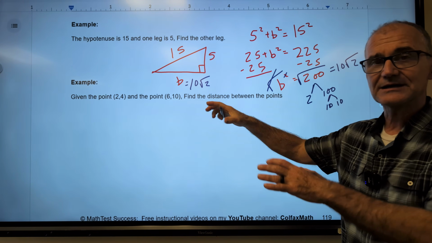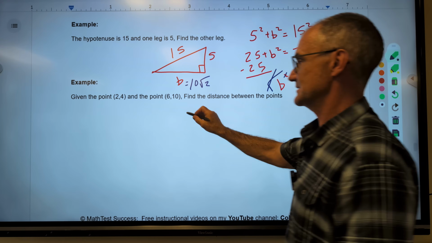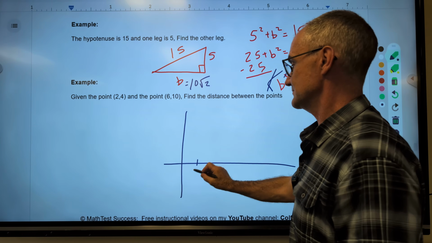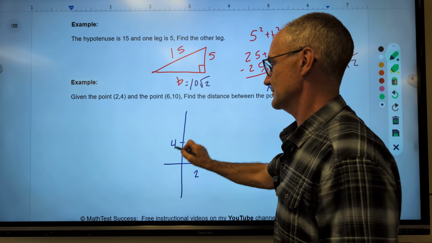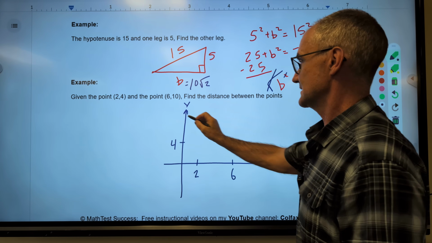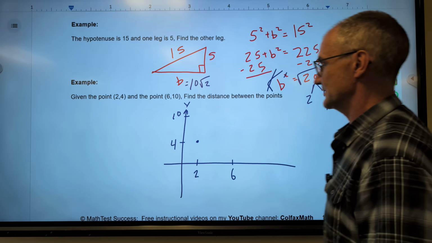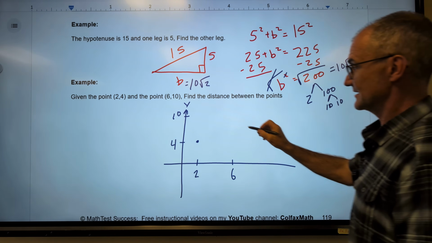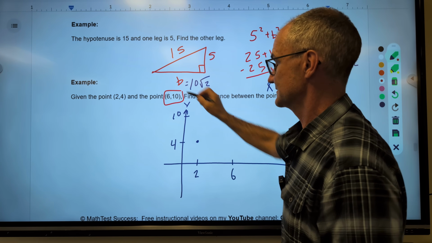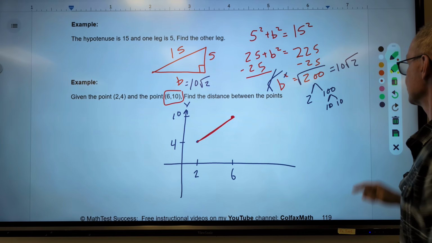Now we're going to take that bit and put it into the ideas of finding distance between 2 points. So let me graph this thing out right here. I am over 2, up 4, right? This is y. Then I am over 6, up 10. I have a point here at my first ordered pair, 2, 4. I have another point right here, 6, 10. That's this one. I connect those dots, and I want to find the length of that line.